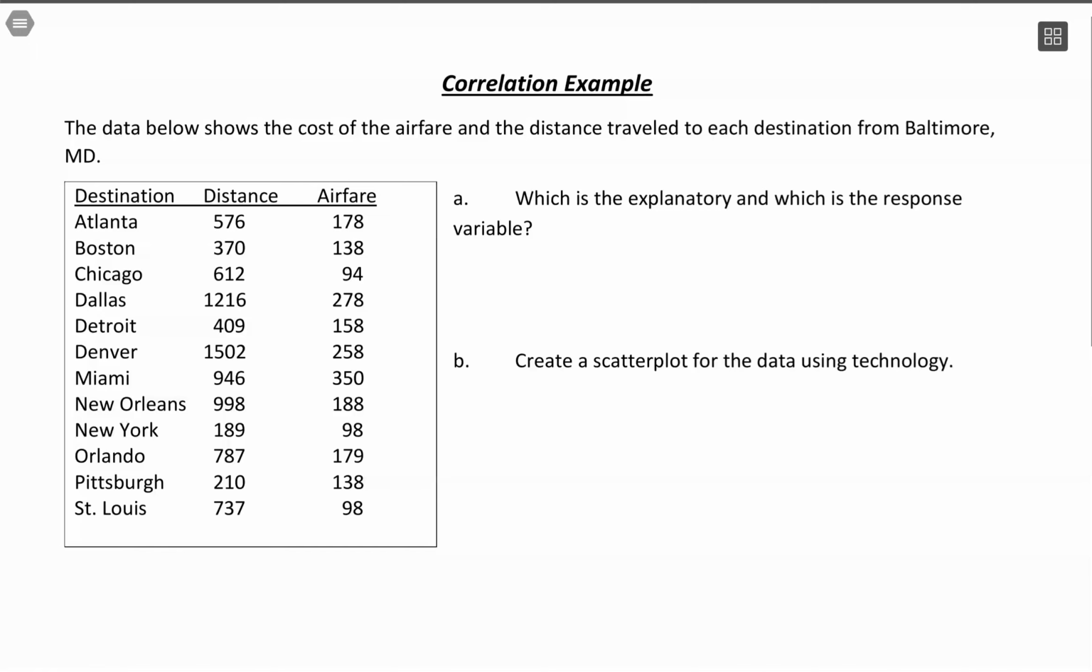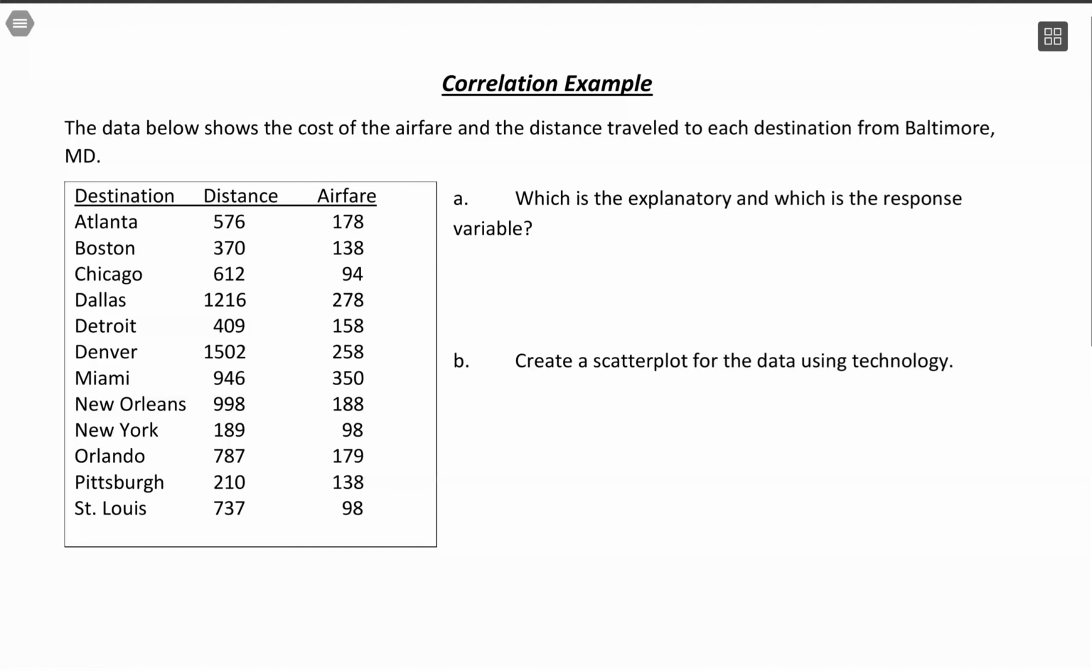So let's go through an example tying these ideas together. We have this data that has recorded distance from Baltimore as well as the price of the flight. So we could read Atlanta, that is 576 miles from Baltimore, and it costs $178 in airfare. And then Denver is 1,502 miles from Baltimore, and that had an airfare of $258.